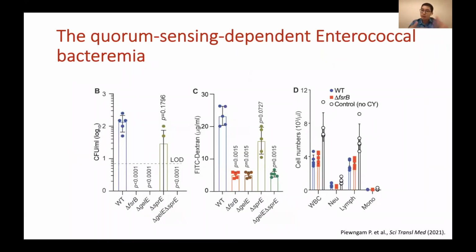Again, after I read a lot of papers, I learned that a lot of patients get Enterococcus faecalis and then have bacteremia, especially immunocompromised patients. And then I kept asking the question, okay, what if Enterococcus faecalis uses the quorum sensing system for bacteremia? And yes, the answer is yes. Enterococcus faecalis uses the quorum sensing system to cause bacteremia.